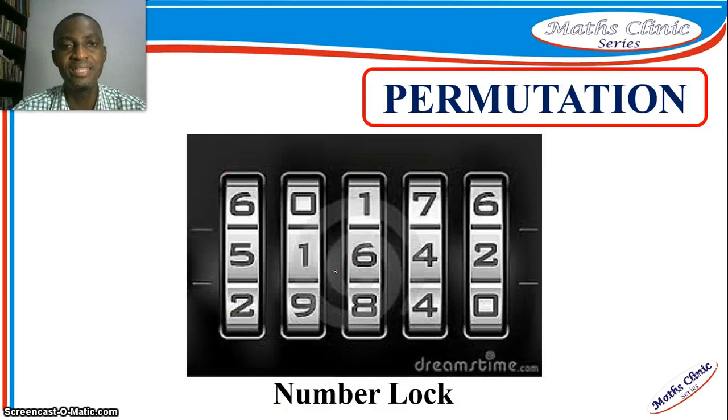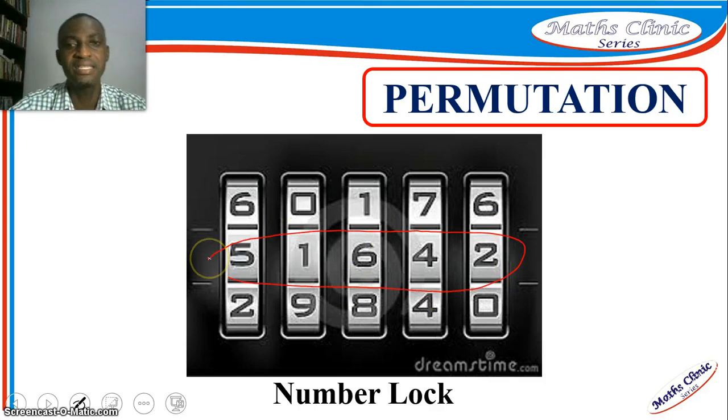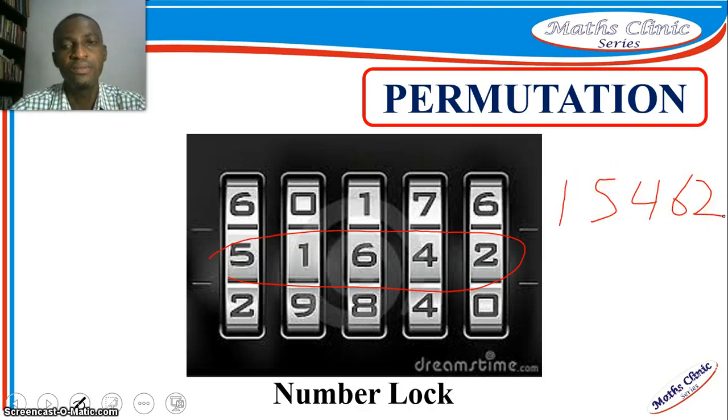But then let's see this one too. Number lock. If I have my code to be 51642 and I know you know the code to have this number of digits, and in the course of you trying to open this lock, you arrange yours as 15462. The question is, can you still open this particular lock? The answer is no. Why?